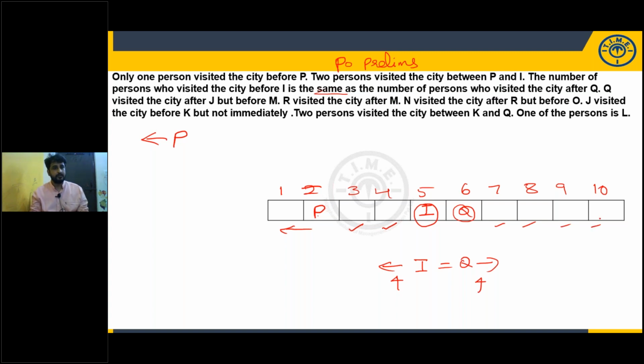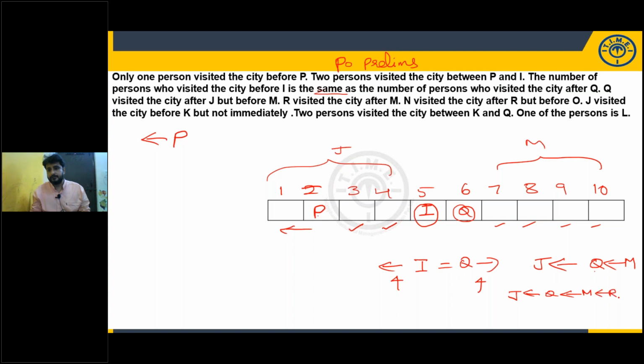Very important clue. Q visited after J but before M. So in the arrangement, J should come before Q and Q should come before M. So M will be one of these 4 positions, J will be one of these 3 positions. It's quite simple. And what is mentioned? R visited after M. So J is before Q, Q is before M, M is before R, because R visited after M, which is nothing but M is visited before R.